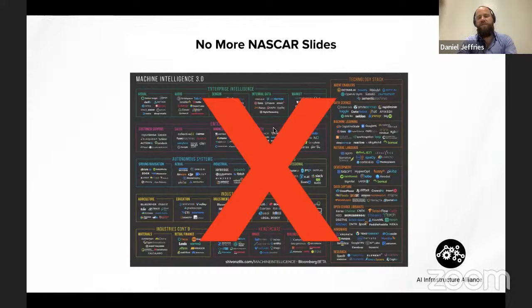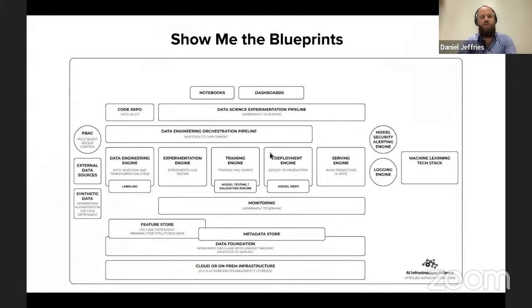But we spent a lot of time thinking about how we can distill this down to actually useful categories. And that takes some thinking to do. So one of the things we did was we built a blueprint for basic infrastructure. We've got a newer version coming out. But if you look at it, it's basically broken down into these 5 components: data engineering, engines, experimentation, training, deployment, and serving.